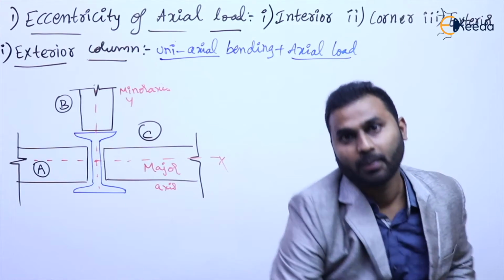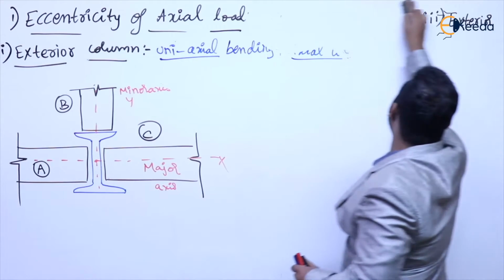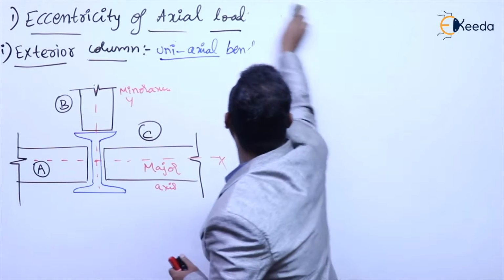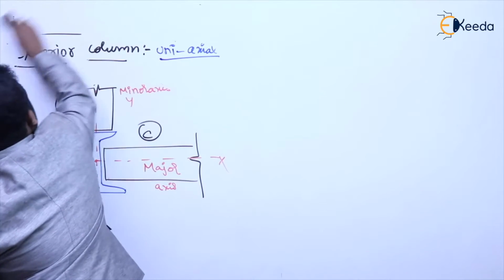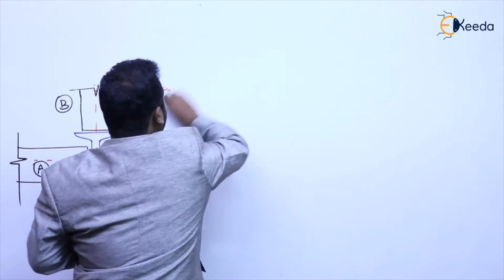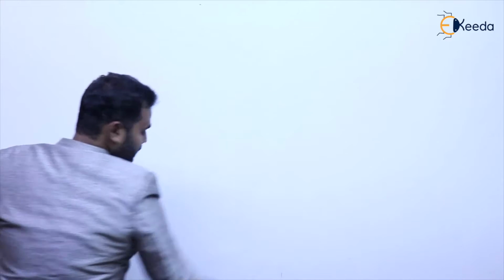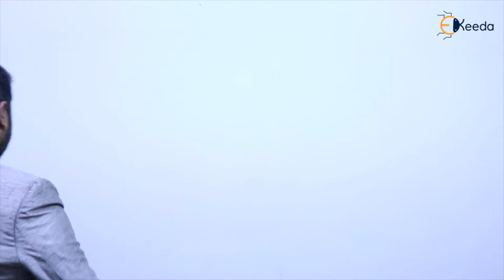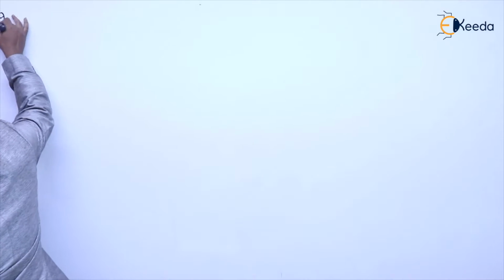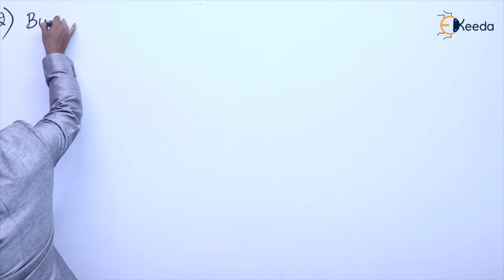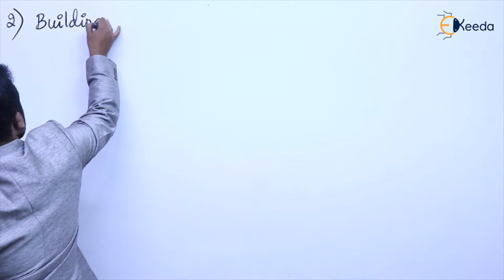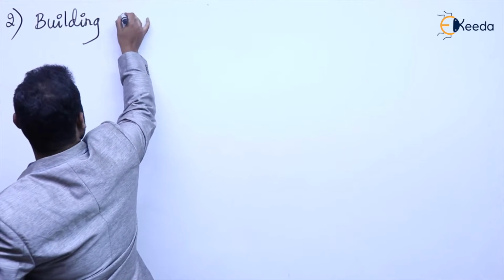Now let us see the second one, that is building frame action. The second reason which produces the bending moment onto the column is building frame action.